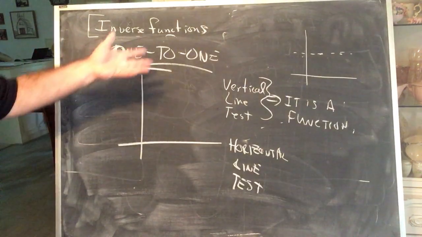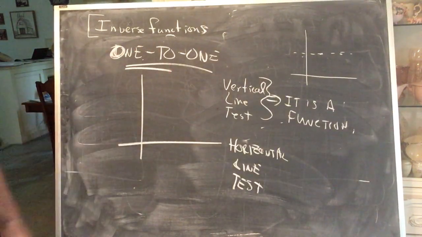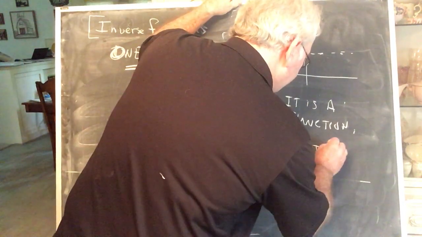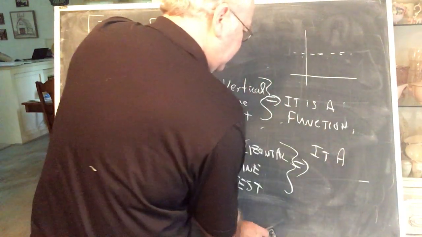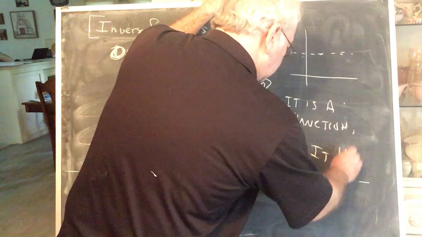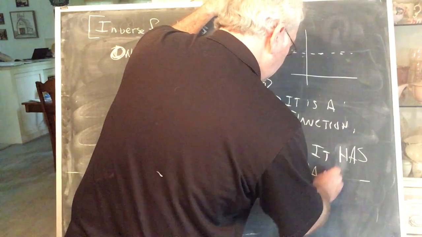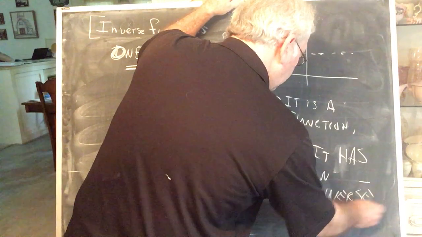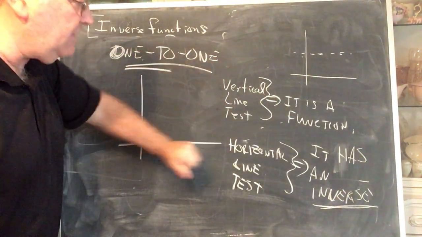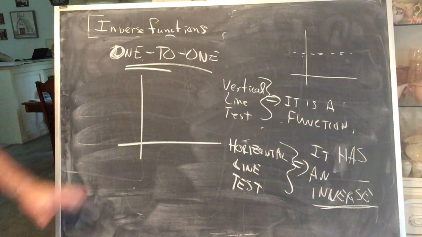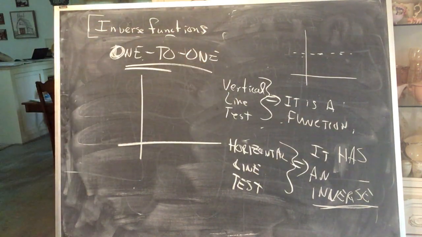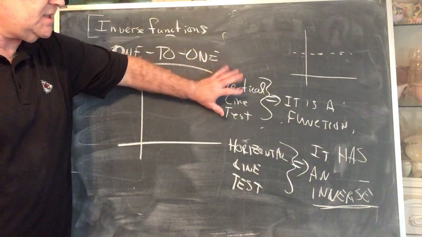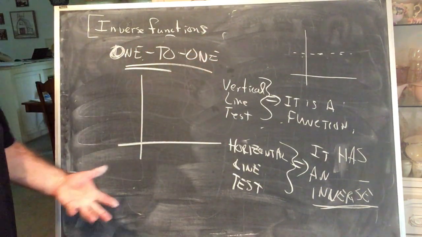And it is done in essentially the same manner as the vertical line test, except you're doing it horizontally. And if it passes the horizontal line test, that means it has an inverse. A function has an inverse if it passes the horizontal line test. A function does not have an inverse if it does not pass the horizontal line test. Vertical line test checks for functionness. Horizontal line test checks for inverseness.